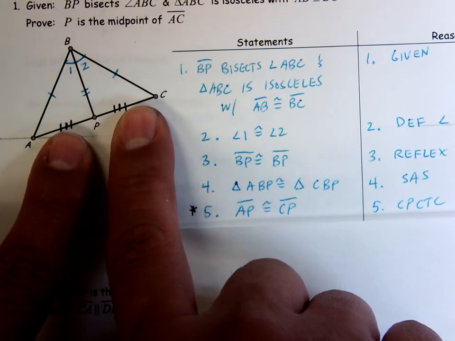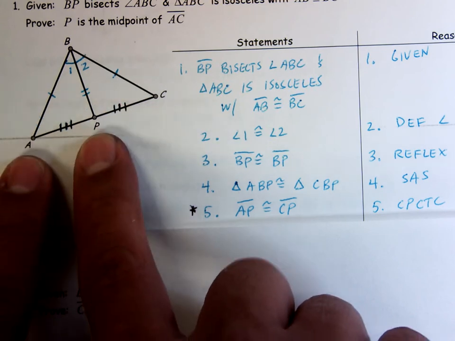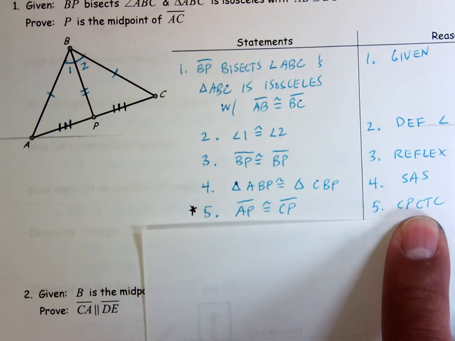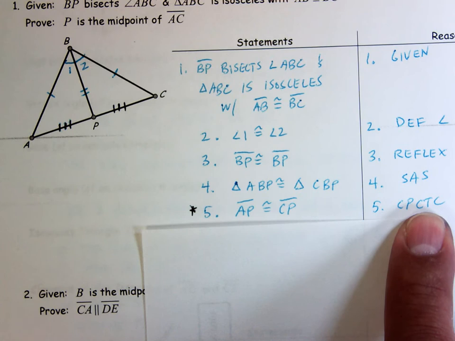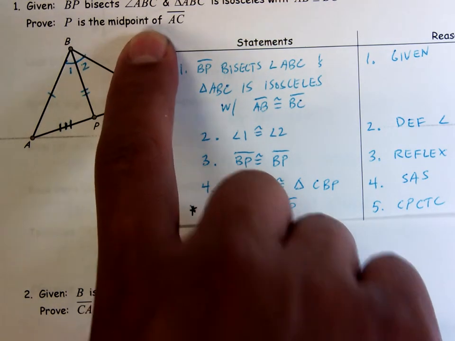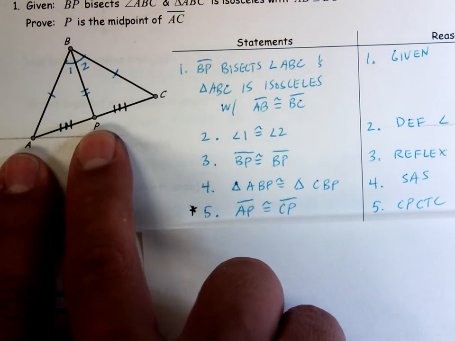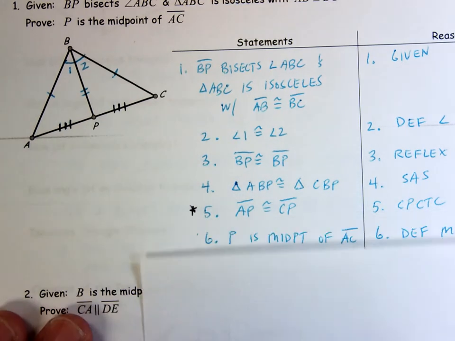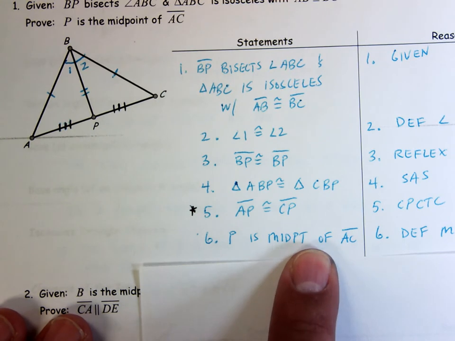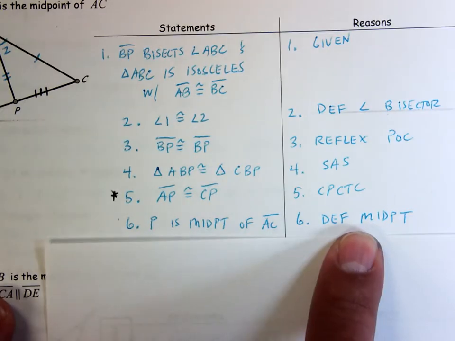We just showed that. So how do I know that AP is congruent to CP? Because they are corresponding parts of congruent triangles. So that's how they must be congruent. And I'm trying to show that P is the midpoint of AC. Well, I've just shown that AP and CP are the same. So then P must be the midpoint of AC because of the definition of midpoint.